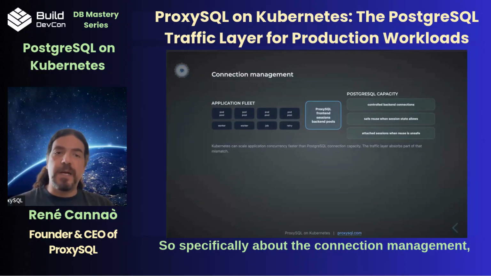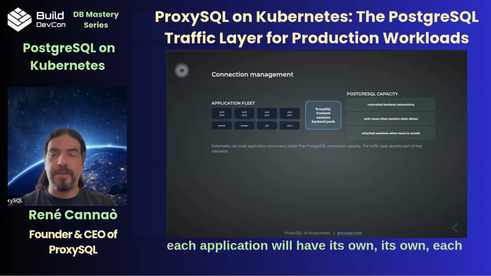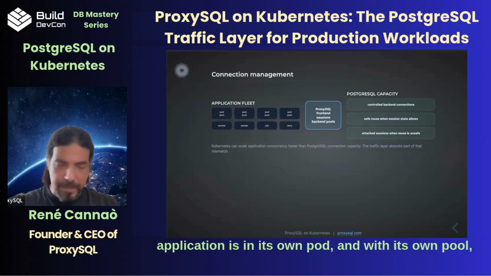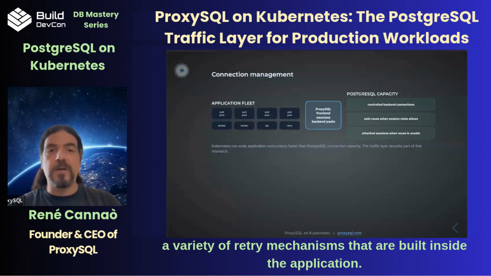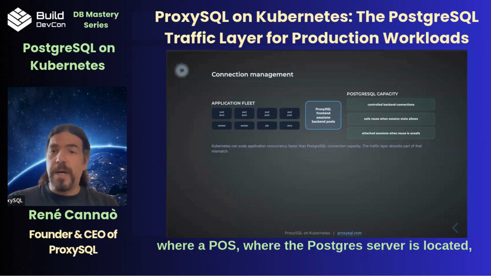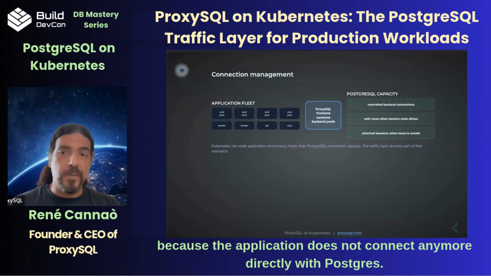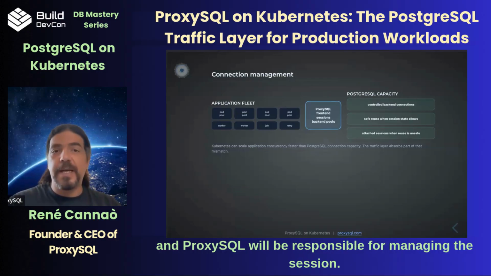Specifically about connection management, you can have a lot of applications. Each application is in its own pod, with its own pool, and you have a variety of retry mechanisms built inside the applications. In this way, the application doesn't need to know anymore where the Postgres server is located, because it does not connect directly to Postgres. Instead, it connects to ProxySQL, which acts as a middle layer.